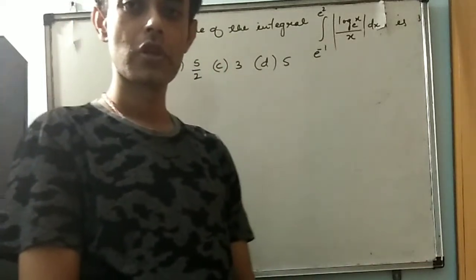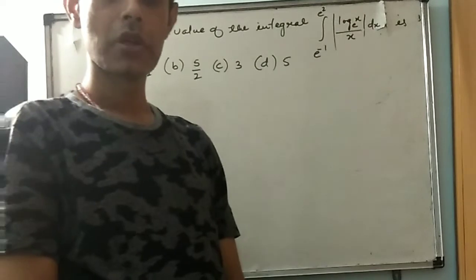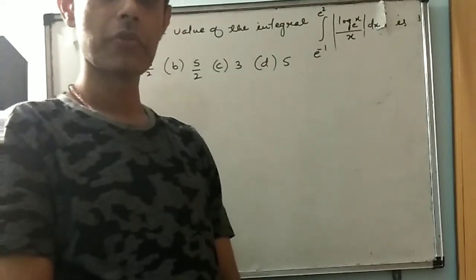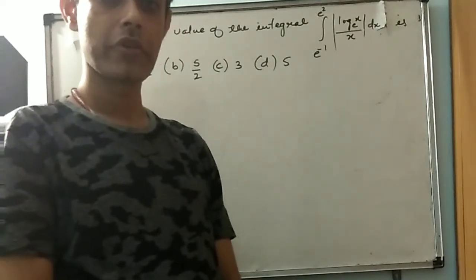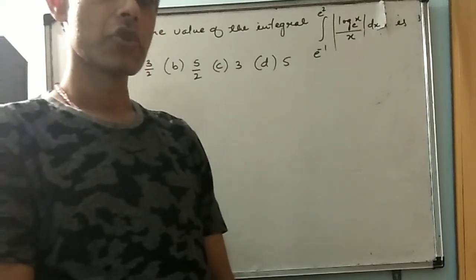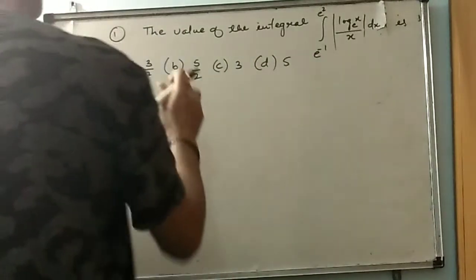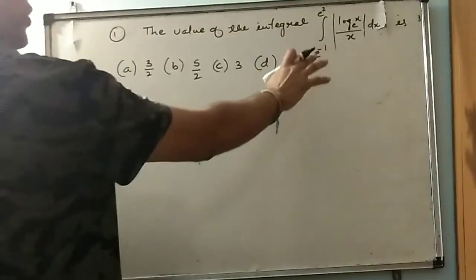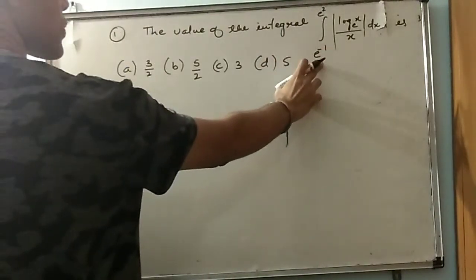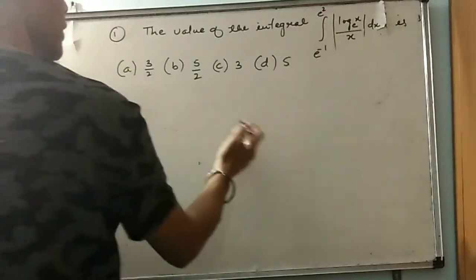Question videos, and today I'm ready with some really tricky questions. So here we go. This is the question based on integration. The limit, as you can see, is e raised to minus 1 to e square.